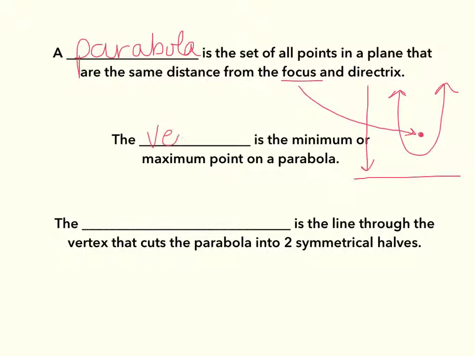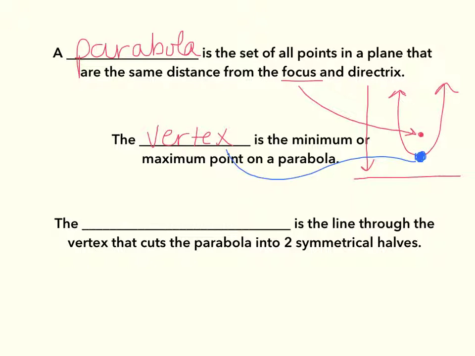Now the vertex is the minimum or maximum point on the parabola. So I'm going to draw a line to this right here. Here's your vertex. It's supposed to be 1 point. So in this case, that would be a minimum vertex.